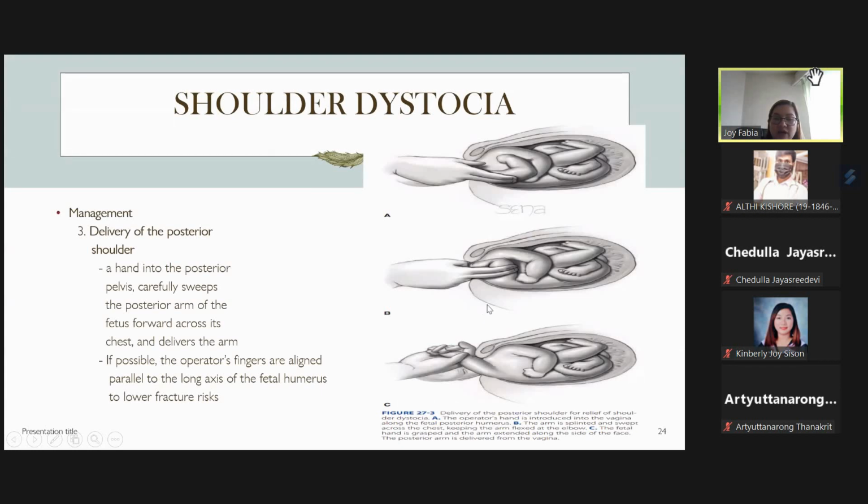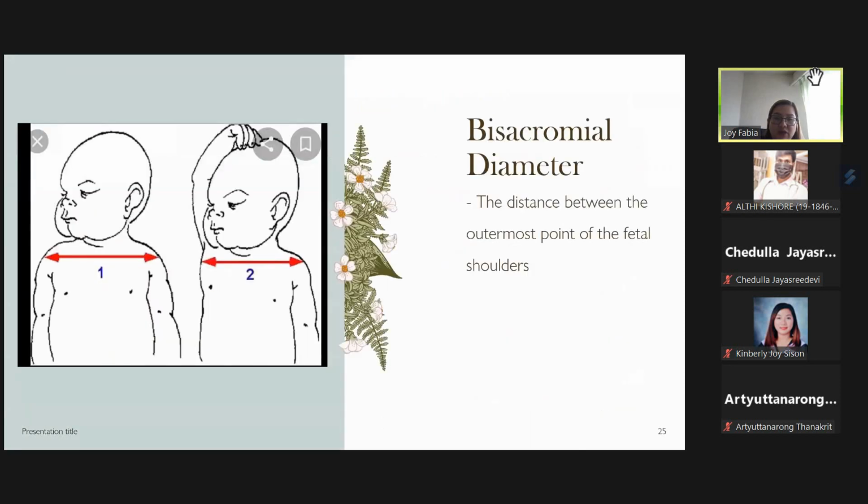And if possible, the operator's fingers are aligned parallel to the long axis of the fetal humerus to lower the fracture risk. Yan. Parang ihuhook mo the other hand will try na i-sweep niya yung posterior arm forward para medyo mag-shorten yung bisacromial diameter. Yan. And then tsaka mo hihilain, you will pull the arms palabas. So yung isang arm, yun yung padideliver mo.